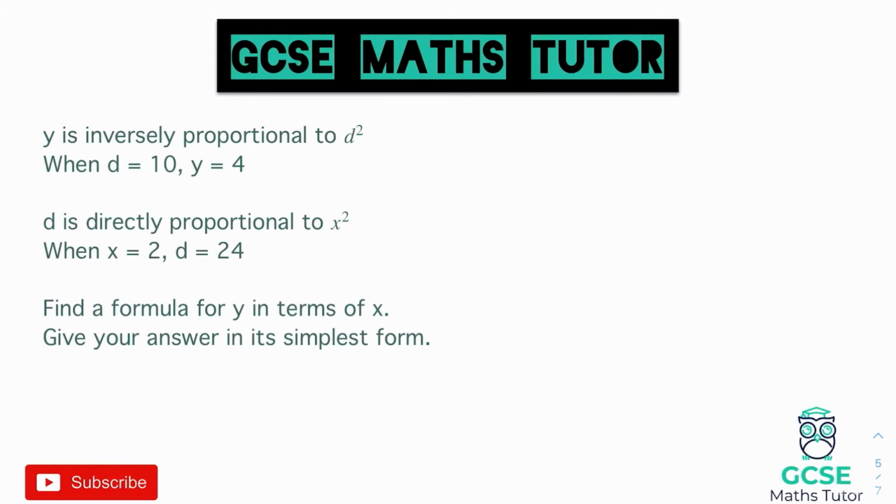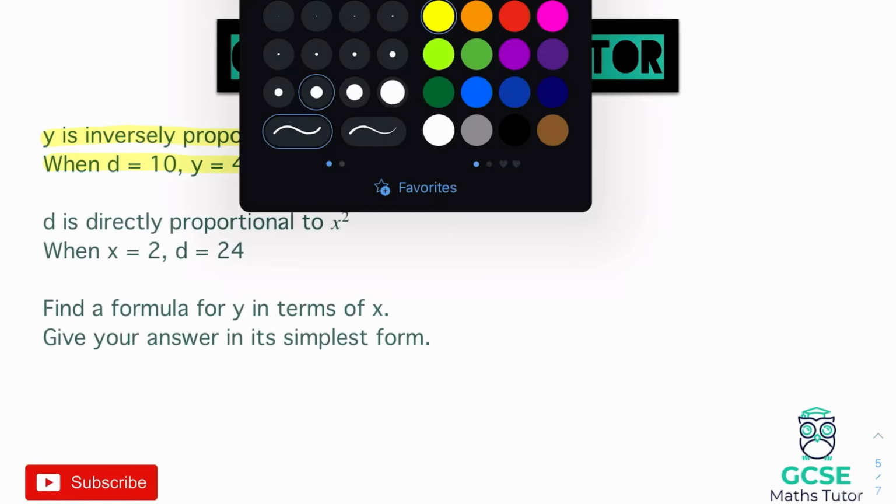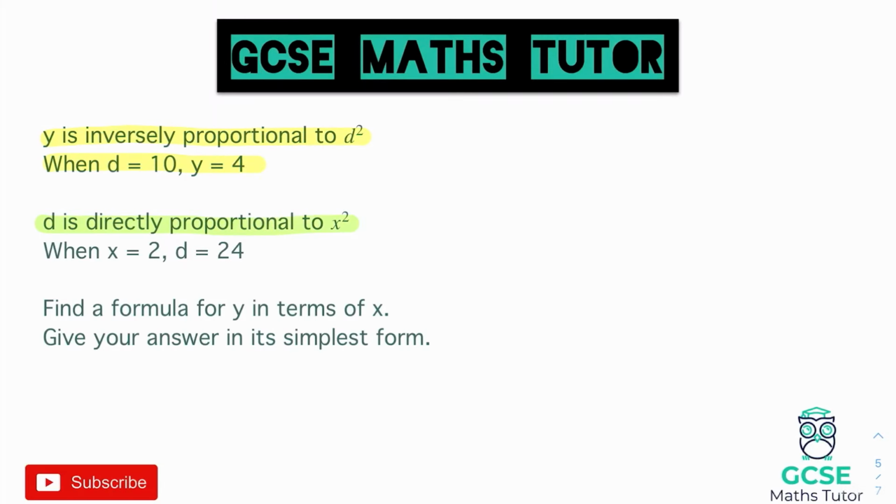For our final question, and again this is very similar to the one that we looked at in question 3, we've got some inverse proportion and some direct proportion, and we're going to find a formula for y in terms of x, and give it in its simplest form. We're going to treat this in a similar way to the third question. We'll deal with this one where y is inversely proportional to d squared, and then this one where d is directly proportional to x squared.